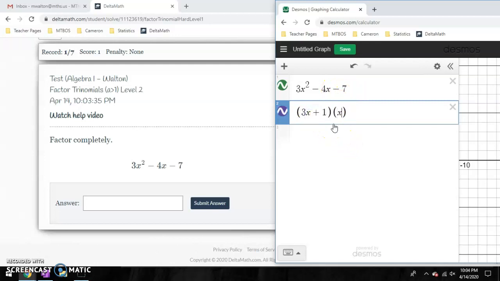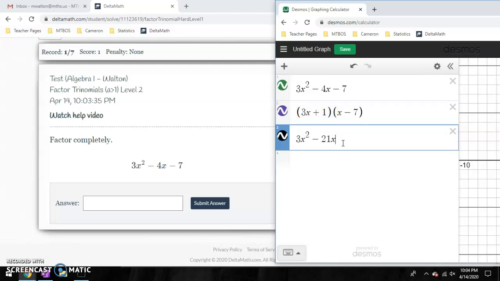All right, so I'm going to go ahead and start easy. We'll start with +1 and -7. Multiplying that out, I have 3x squared. 3 and -7, ooh, that's going to give me -21x. 1 times x is +1x, and that is -7. If I were to combine those, they definitely do not add up to a -4. All right, let's go ahead and flip these around.